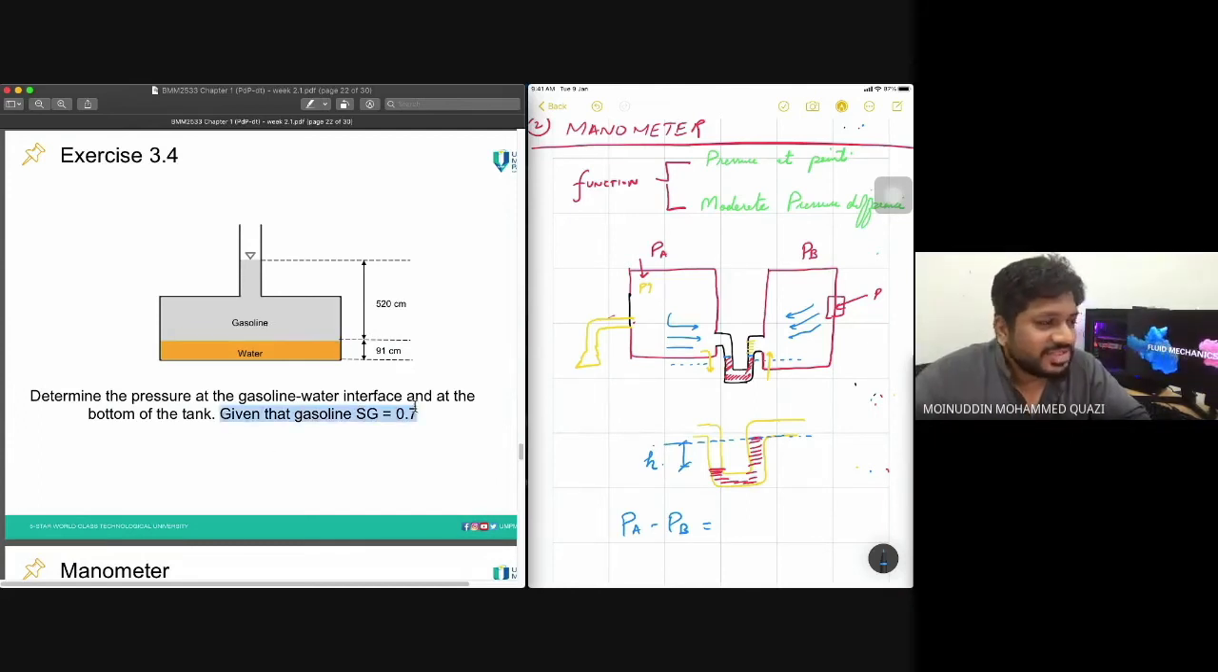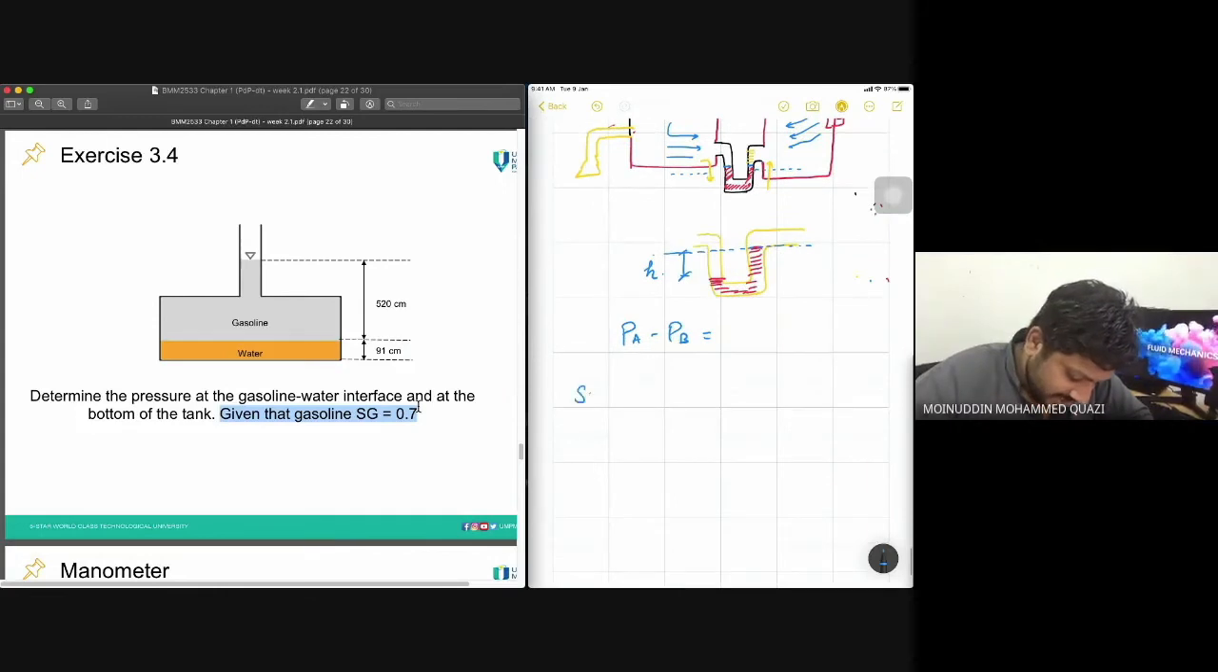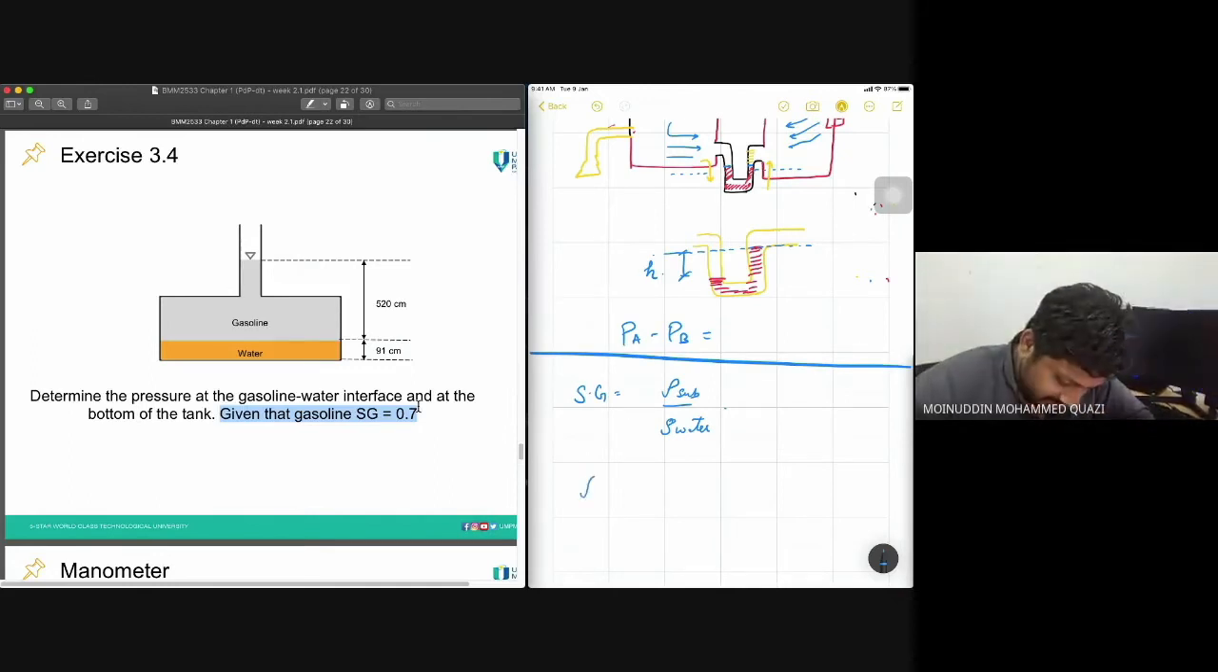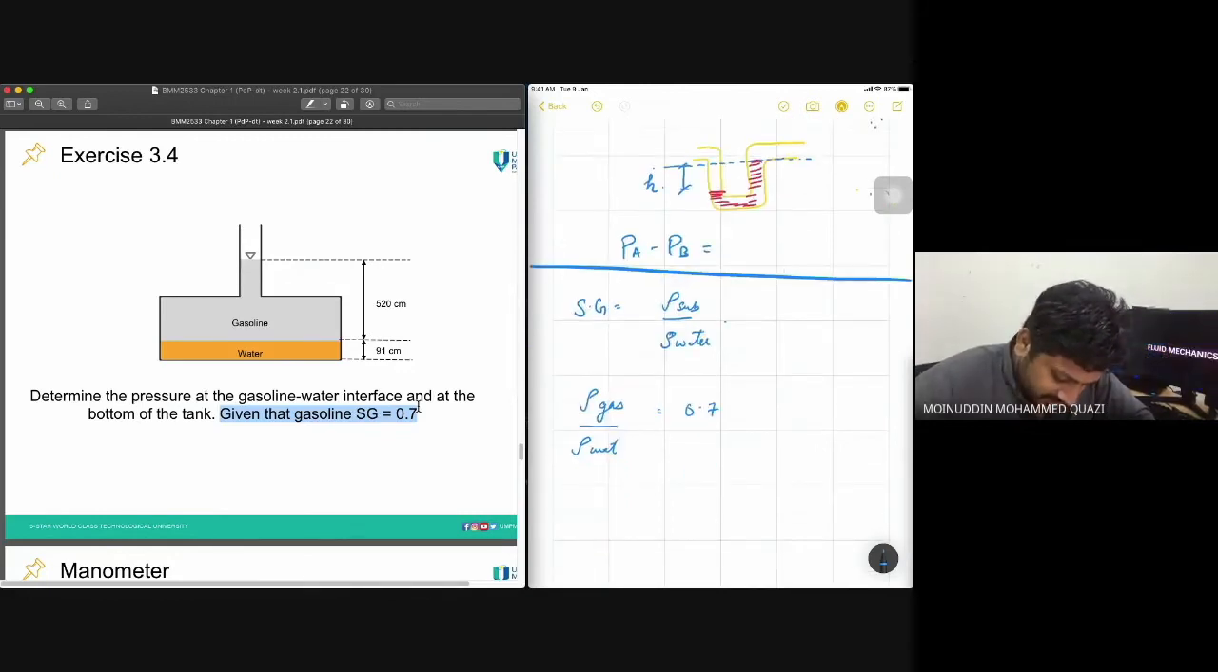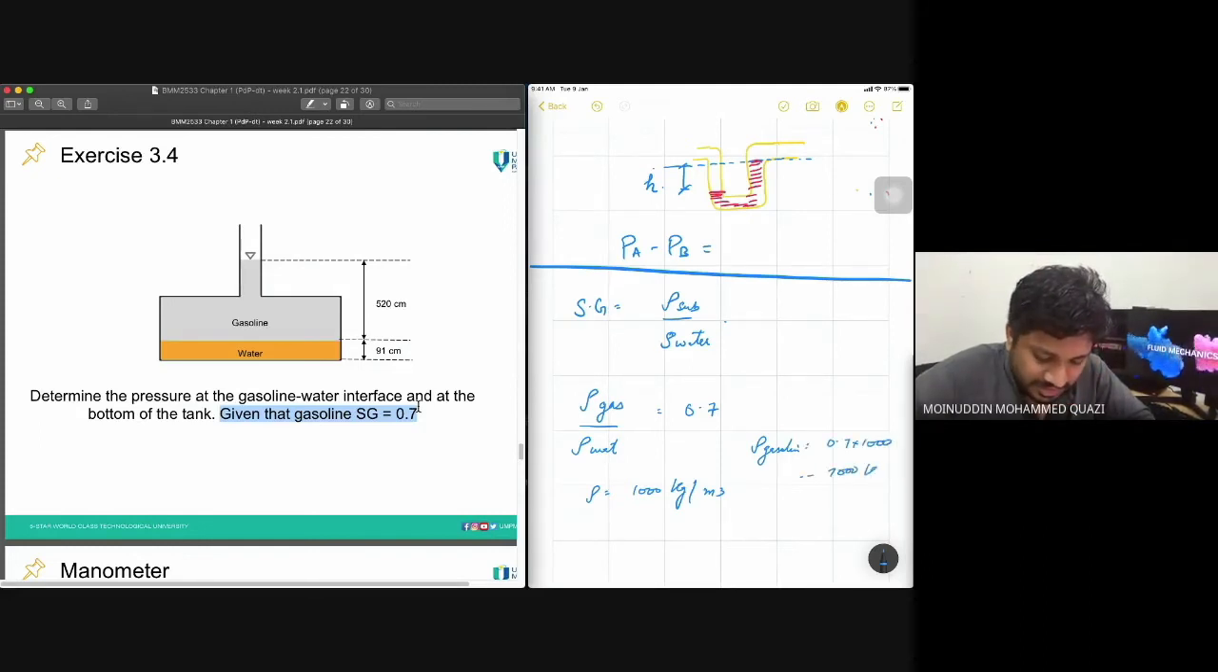Why do they give specific gravity 0.7? Specific gravity Sg is equal to density of substance divided by density of water. So I can calculate the density of gasoline. How? Density of gasoline divided by density of water is equal to 0.7. Density of water is equal to 1000 kilograms per meter cube. So density of gasoline equals 0.7 multiplied by 1000, which is 700 kilograms per meter cube. That is why they give the specific gravity of gasoline.